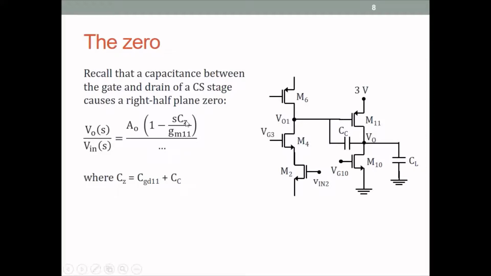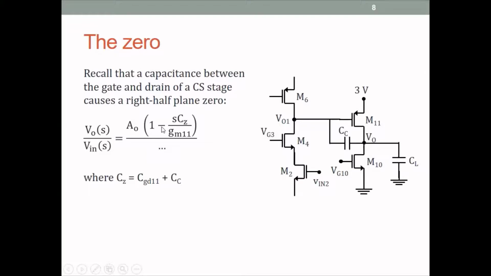Now, if CGD is small, then this zero is at a very large frequency and, as long as the frequency is much larger than P2, it doesn't affect the phase margin. But now, because of CC, that capacitance has become much larger. And so the zero, which is GM11 over CZ, has become much smaller. All right, and that is not a good thing. Why is it not a good thing? Because this is a right half plane zero. There is a negative sign here.